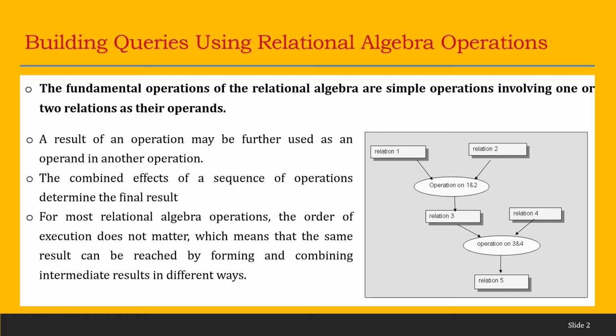For most relational algebra operations, the order of execution doesn't matter, which means that the same result can be achieved by forming and combining the intermediate results in different ways. The order of executing operations and producing these intermediate results is actually determined by a query optimizer. The order of execution and the intermediate results are important for the efficiency of the query. Though it doesn't matter for the result, the efficiency of the query depends upon that order.